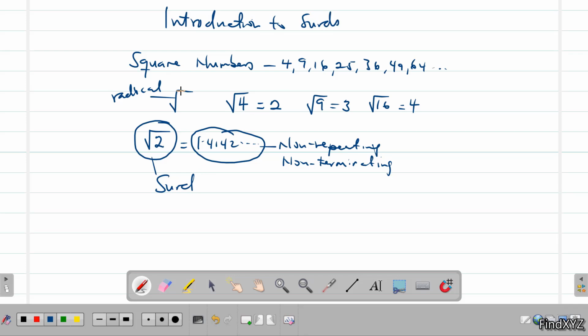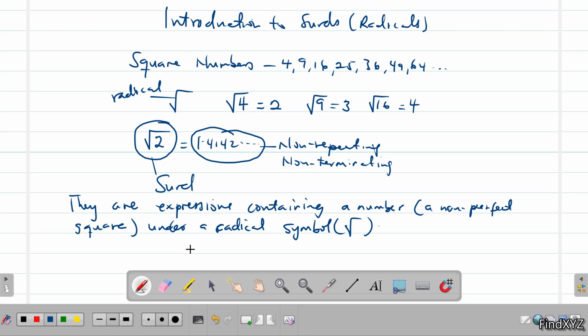Now what are surds? Surds are also known as radicals. They are expressions containing a non-perfect squared number under a radical symbol. So if I have a radical symbol and I write any number under it, let's assume I write 3, because 3 is a non-perfect squared number, then this number, which is called root 3, is known as a surd. So the key thing is that the number must be a non-perfect square.